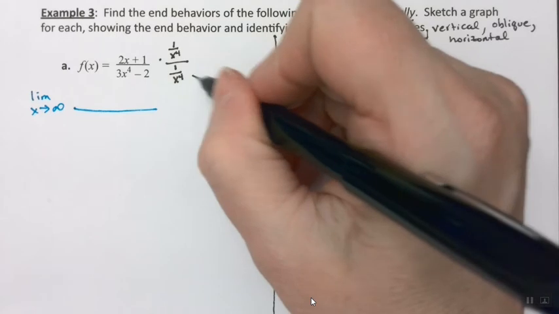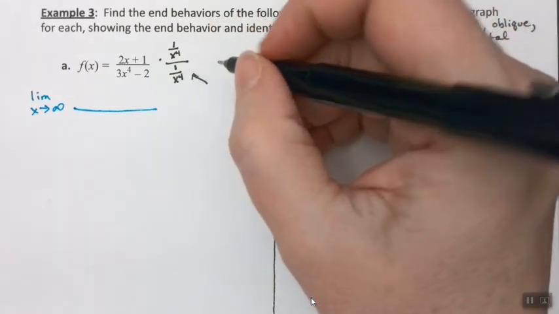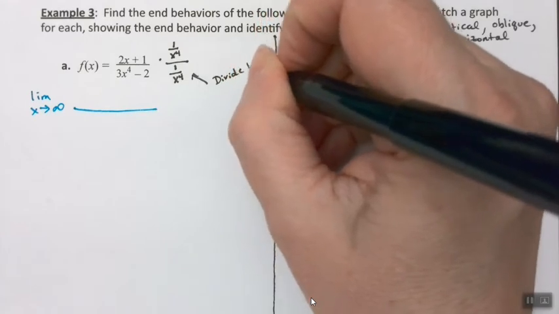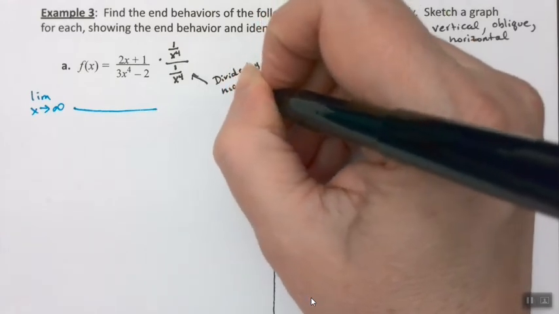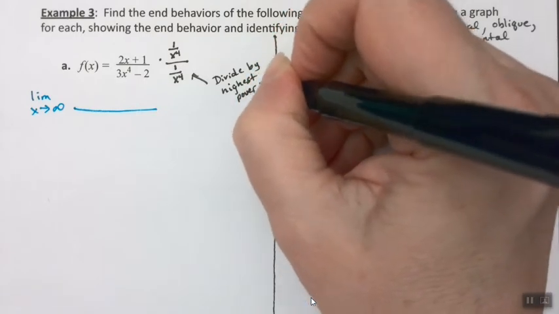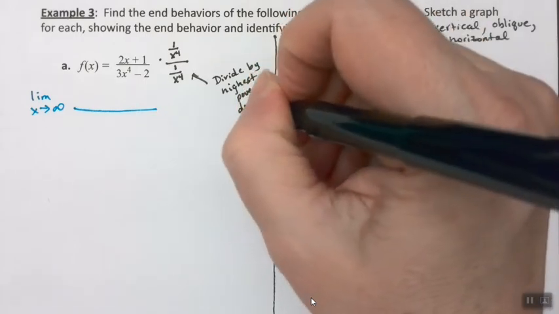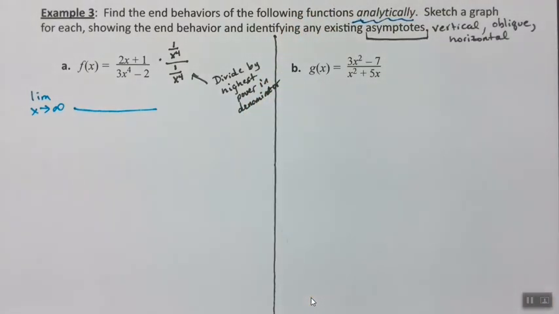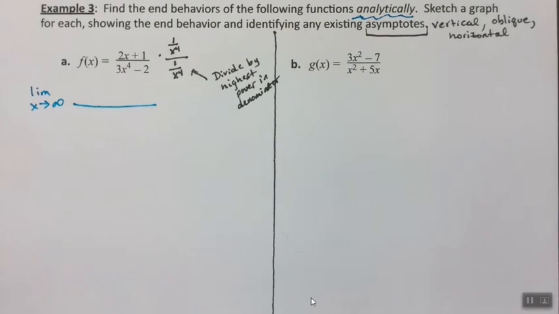So in other words, I'm multiplying by, well, I'm really dividing by the highest power in the denominator. It's my little trick. Okay, so that's modifying the function.